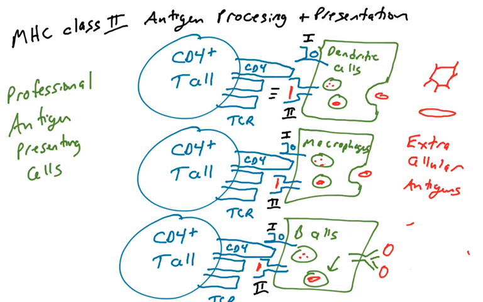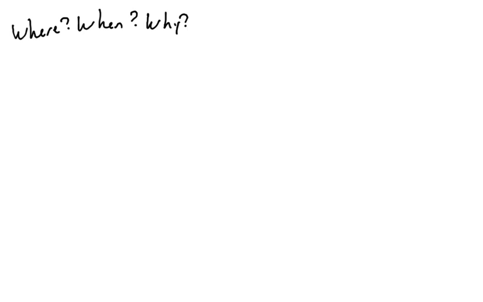So that's the function of these professional antigen-presenting cells: to present extracellular antigens to CD4-positive helper T cells. And these T cells will be checking to see if they bind those peptides. When does this happen? Where does it happen? Why does it happen? That's a great question.